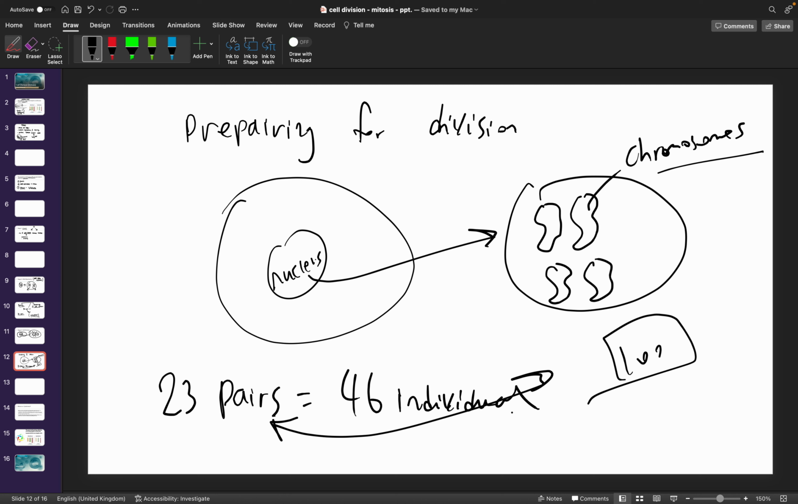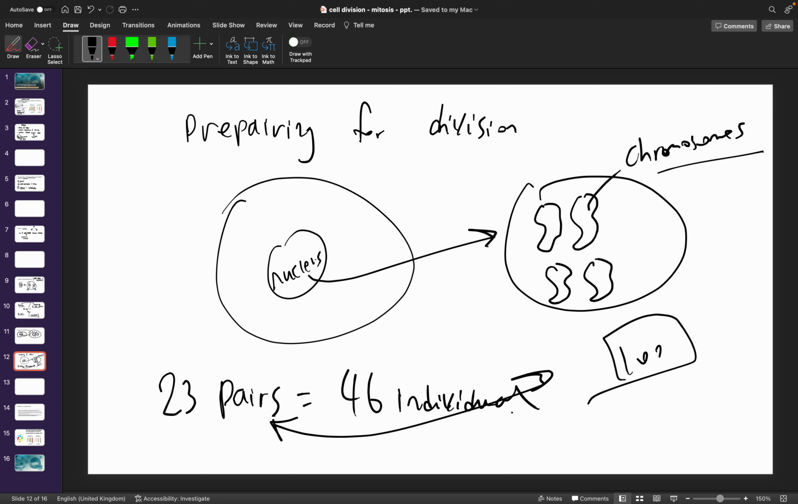And that's why we can't reproduce with, say, an elephant, because we have different numbers of chromosomes in total. That's why we can't produce fertile offspring, so you can't conceive babies with an elephant and have an elephant-human hybrid. That's just not possible.